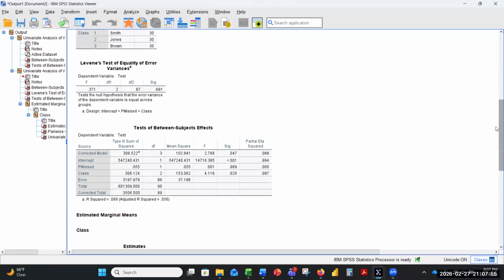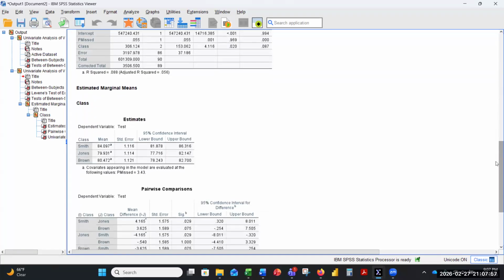We'll scroll down and look at the adjusted means. Here for Smith, we have 84.1 with a standard error of 1.12. For Jones, we have a mean of 79.93 with a standard error of 1.11. And for Brown, we have a mean of 80.47 with a standard error of 1.12.